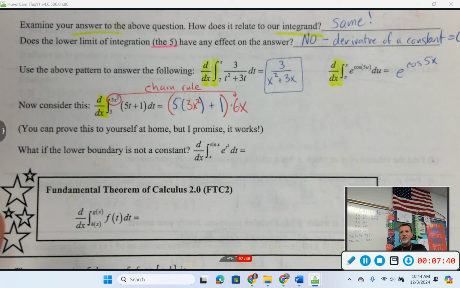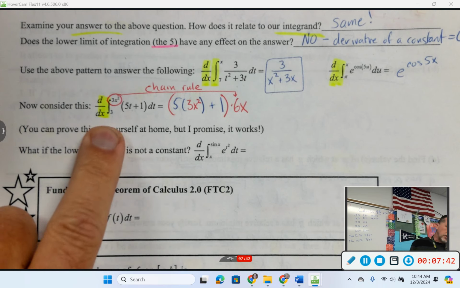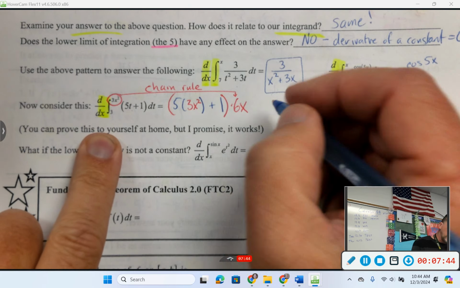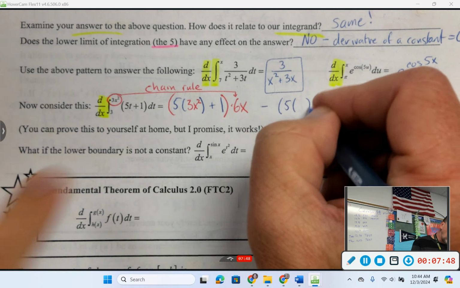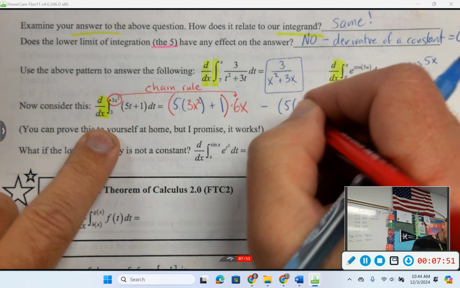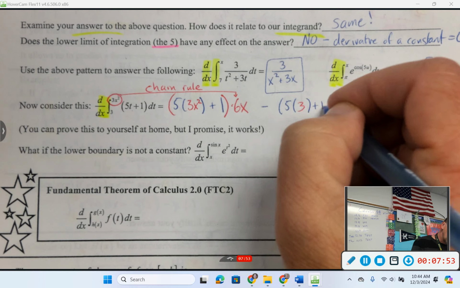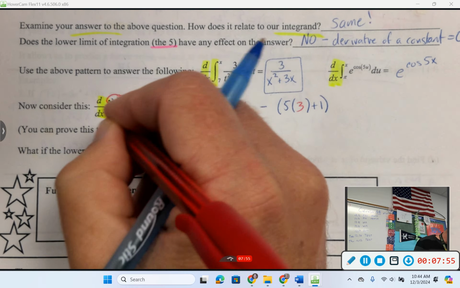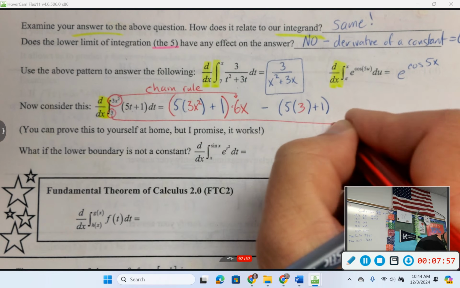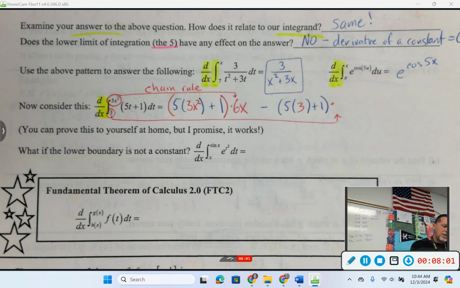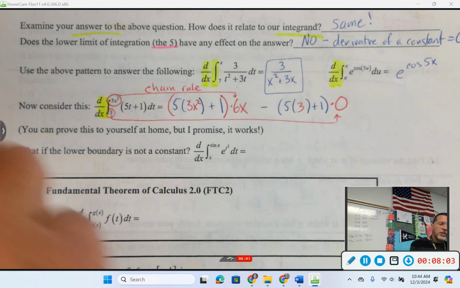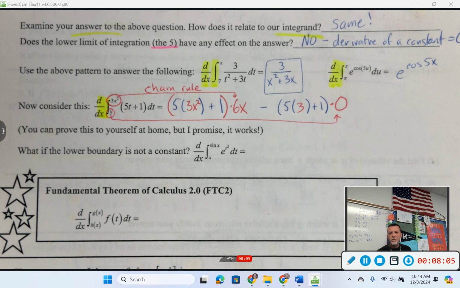That's a good answer if you're worried about the top limit minus the bottom limit. So if we're going to plug in 3 for the bottom limit, but we have to do the chain rule for that as well. What's the derivative of 3? 0. So it wipes all that out and we don't have to worry about it.